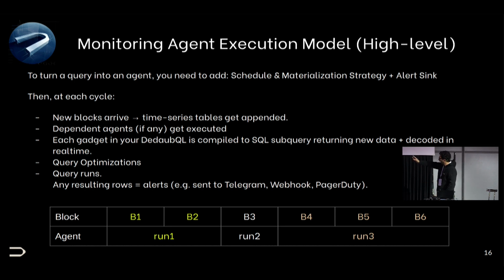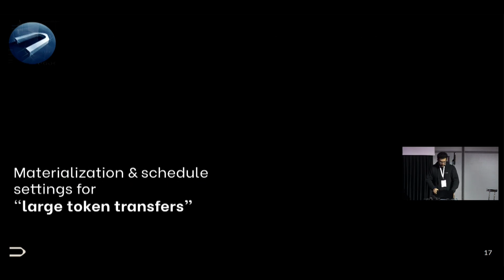So here's an example. In run number 1, 2 new blocks came in, query executed, and the query only executed on the data of block 1 and 2 in this case. Then there was another run with block 3, and the system at every stage ensures that your query is not going to run on the same data twice.